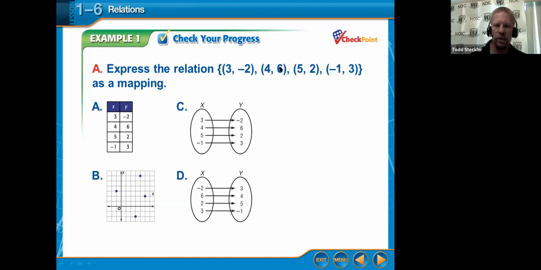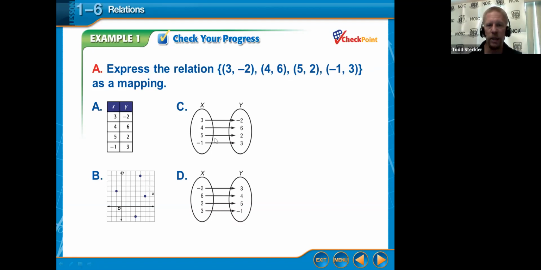So this relation has been correctly expressed as a graph on letter B, but question A says to express it as a mapping. So this wouldn't be the answer, even though it's been expressed correctly, because the question wanted a mapping. Let's take a look at answer choice C.